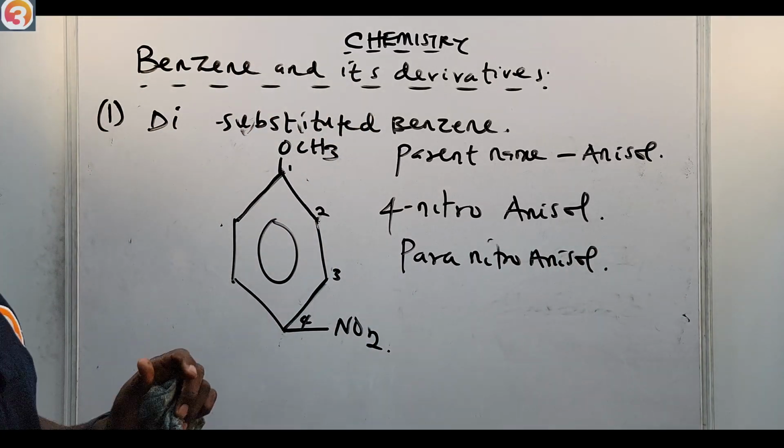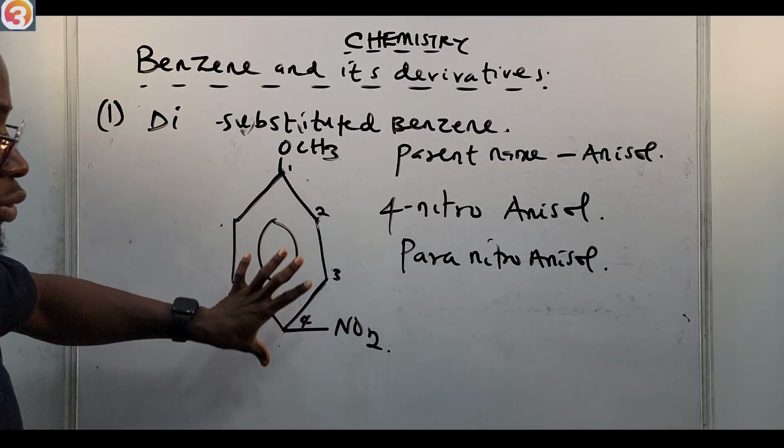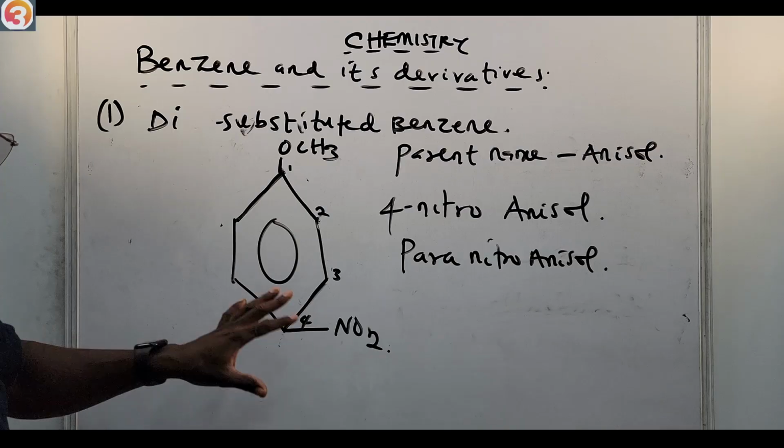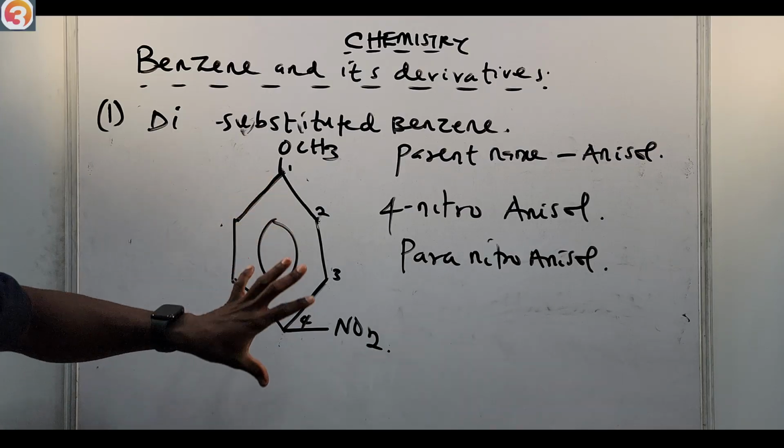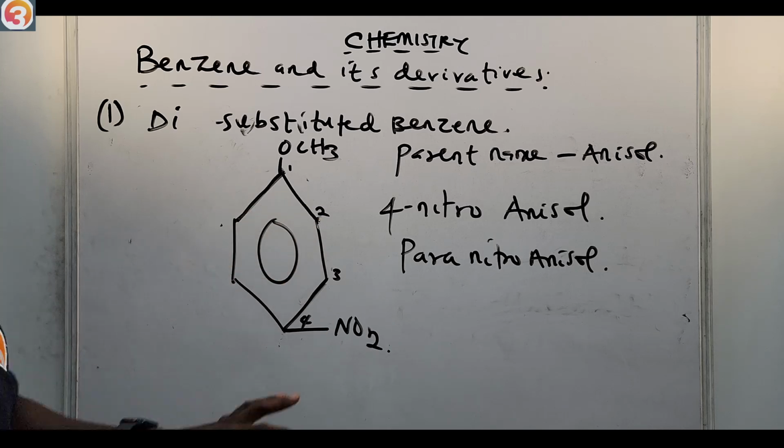Okay, so please let us take note of that. The position matters. Where they are 1 and 2, 1 and 3, 1 and 4, they all matter. That's why we call this para-nitroanisole or 4-nitroanisole. Now, let us continue.